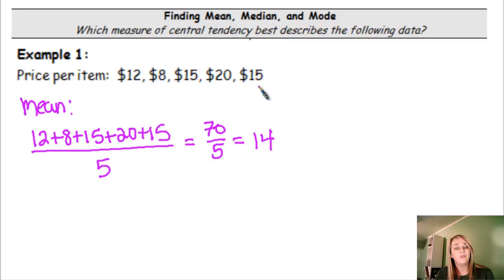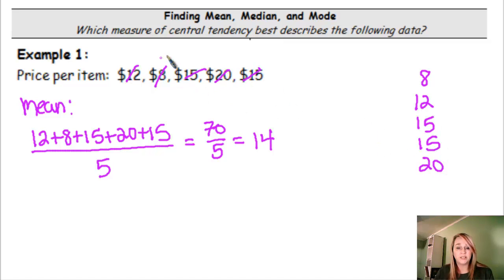Now the median you find by making a list from smallest to largest. I like to do that vertically. You can do it any way you like. So I have 8 was my first, and then 12 would come next, and then the two 15s, and then 20. I like to cross them off on my list as I go to make sure I don't miss anybody. So now we need to find the middle guy.